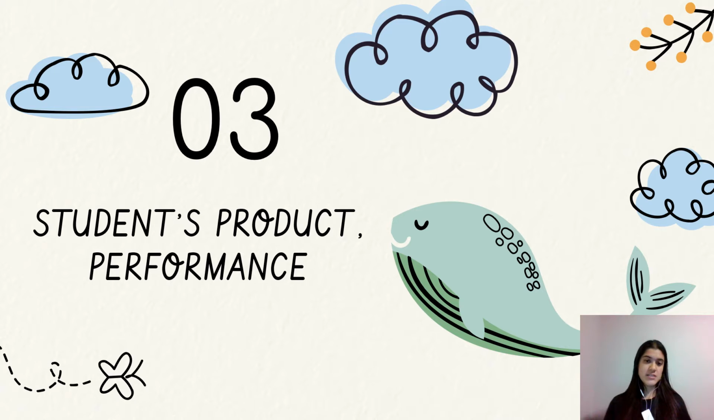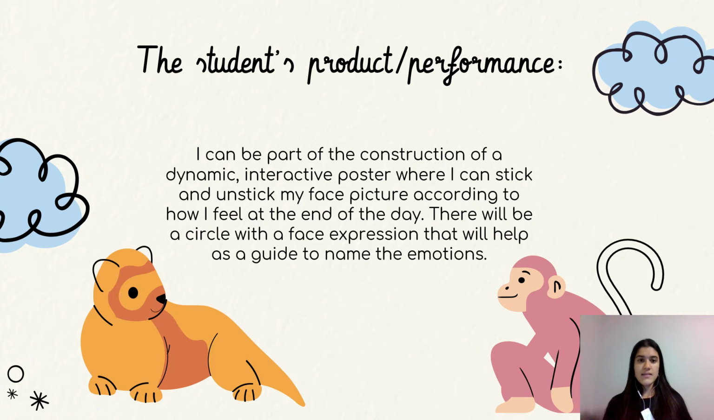The third will be the students' product performance. I can be part of the construction of a dynamic interactive poster where I can stick and unstick my face picture according to how I feel at the end of the day. So that would be like the goal. There will be a circle with a face expression that will help me as a guide to name the emotions. So we'll have a circle with a happy face, and around it there will be spaces so the kids can grab their picture and put it there and say at the end of the day I was happy or sad or angry, like the emotions we saw previously.